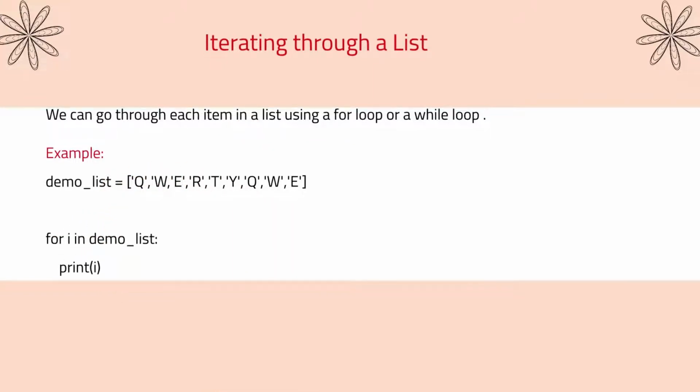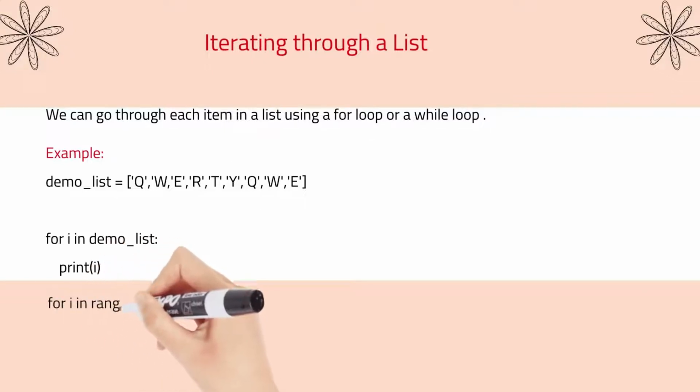A for loop is used as for i in demo list. This means i will hold all the values of the list. The print statement prints the values in the list one by one until the end of the loop.